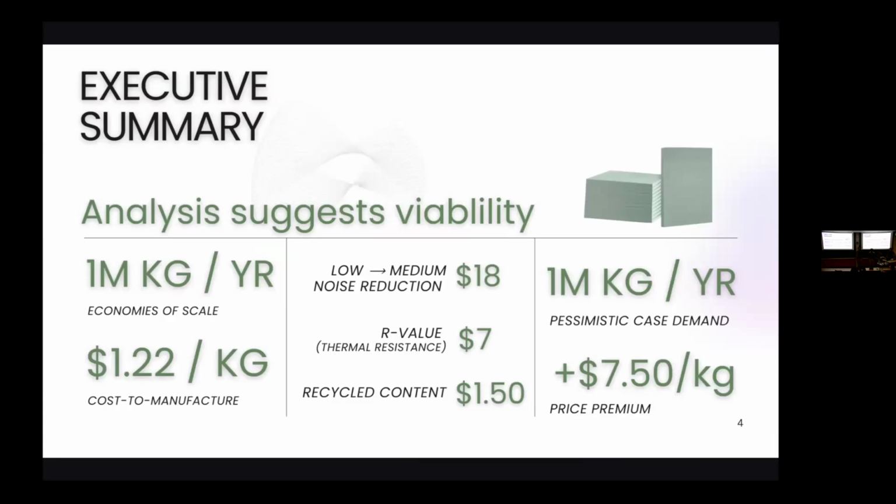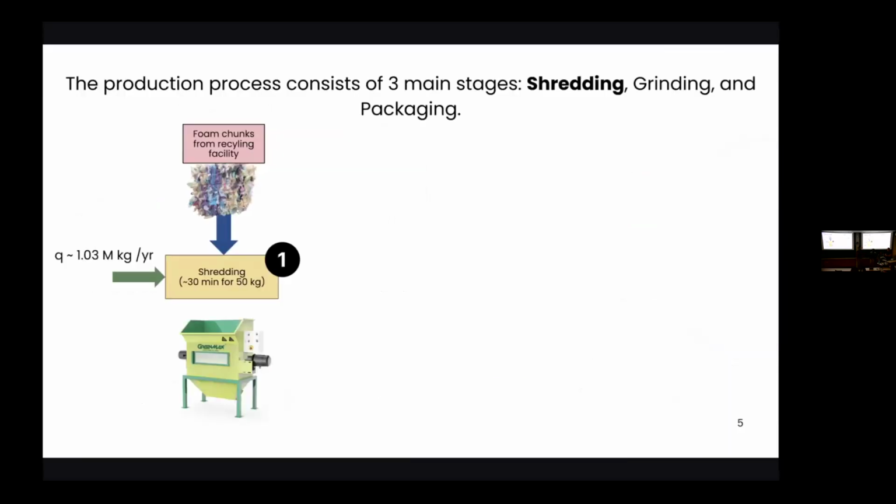On the demand side of things, we found that R value, or thermal resistance, as well as noise reduction, were the most important attributes, a lot more than recycled content, but recycled content did find a premium. At our economies of scale of 1 million kilograms per year, even in our most pessimistic of cases, the price premium was $7.50. So the disparity between the cost of manufacture and price premium presents a very good economic opportunity.